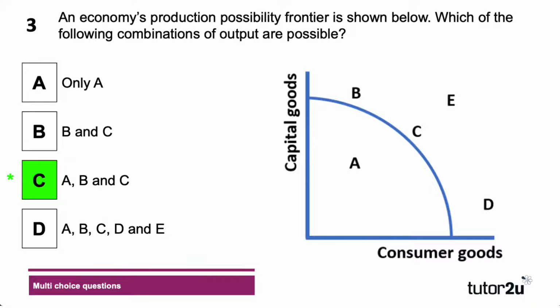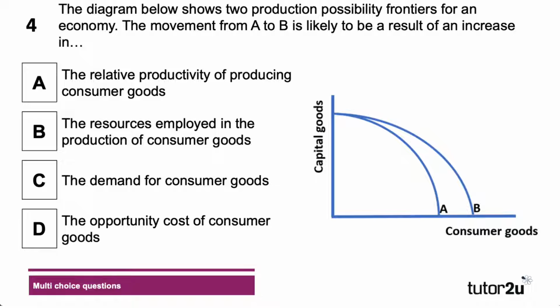Okay, one more to go here. So let's see if those of you who've managed the 100% so far can get this as well. So we've got 2 PPFs for an economy, and again we've got a shift or a change. This one is just moving out in the consumer goods end. So the movement from A to B is likely to be a result of an increase in what?